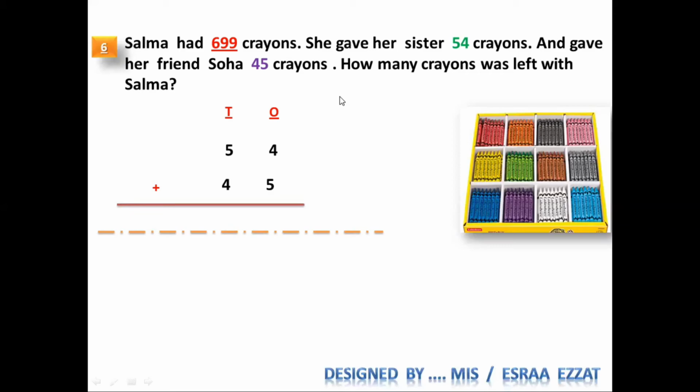To get the sum, we start adding ones digits. Here we have in ones 4 and 5. 4 plus 5 equals 9. Let's move to tens. In tens we have 5 and 4. So 5 plus 4 equals 9. Okay. In the second step, we will use this number, which is 99, to subtract it from the total number of crayons, because here we have a keyword left. So we will use subtraction in the second step.